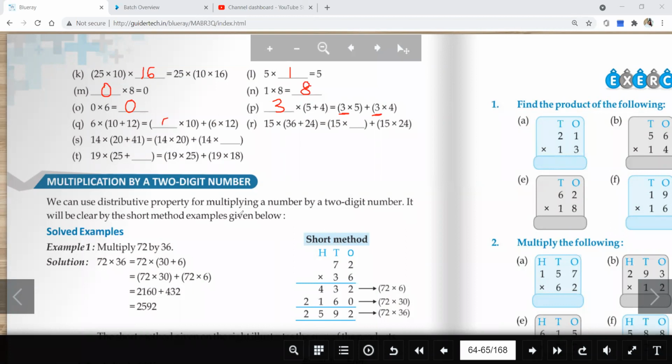Okay, 6 into 10, and here 15 into 36, 14 into 41, and here 19 into 25 plus 18. This is your answer. Please complete it. After that, we will go to the next exercise.